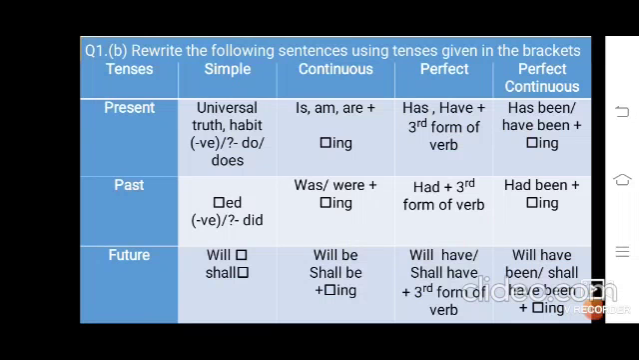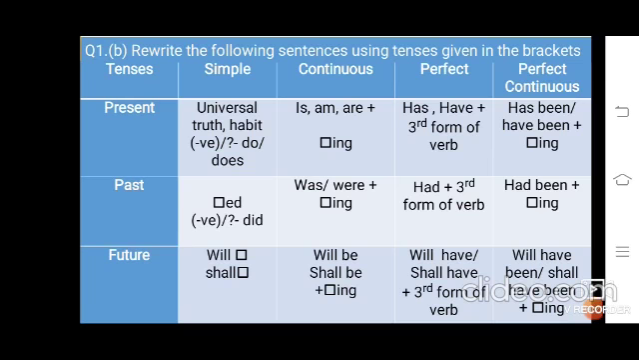Learn the tenses exercise. Now it's time to give you the answers. So question 1b is: rewrite the following sentences using the tenses that are given in the brackets, or that they have directed you. Before we go for that, we'll go for the tenses explanation in a short while.